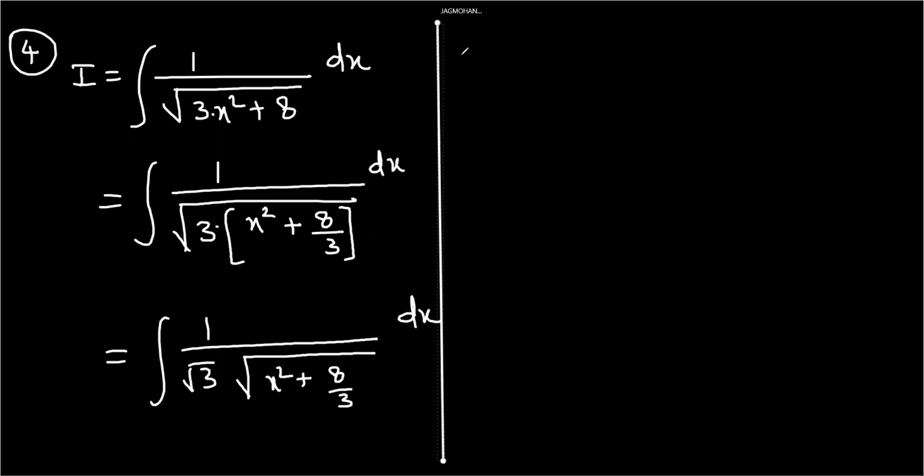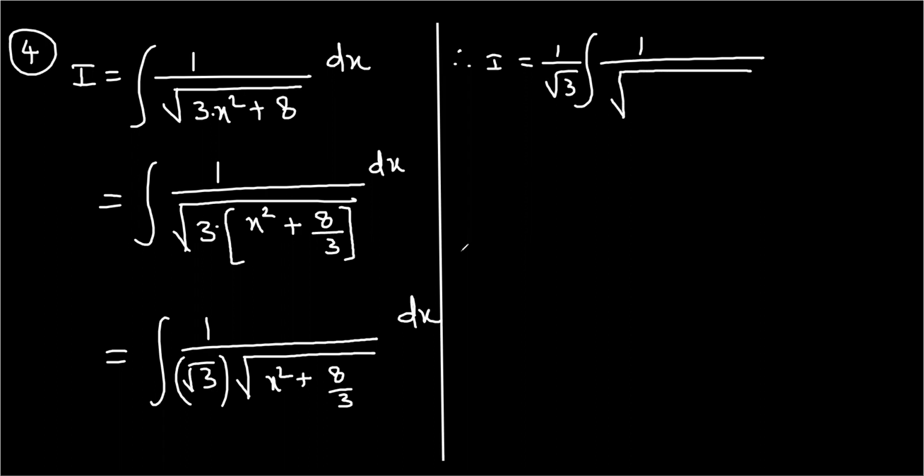Therefore I equals to, this root 3 is a constant without any x, so this 1 over root 3 will go out. So 1 over root 3 and 1 upon square root of, now what do I need? I need variable square and constant square. So this is x square plus this one 8 over 3, I'll be writing as 2 root 2 upon root 3. As you know, I need to write in the form where I get a constant square. So variable square I already have. I need to have the another term as constant square. So 8 over 3 is written as 2 root 2 over root 3 the whole square and dx.